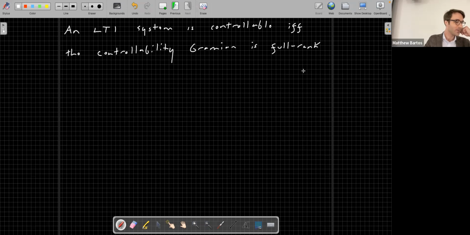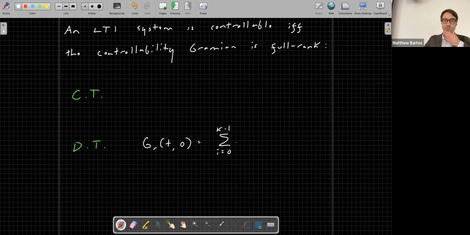And there's a formal proof for both directions. I will just give you the expression for the controllability Gramian for both the continuous time and the discrete time case. So in discrete time, it's just the expression that we gave before. We can write the controllability Gramian G_R from time 0 to k as equal to the sum from i equals 0 through k minus 1 of A to the i, B B transpose, A to the i transpose.